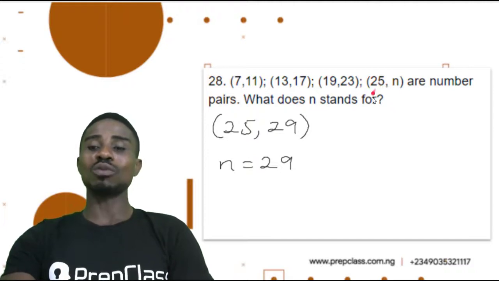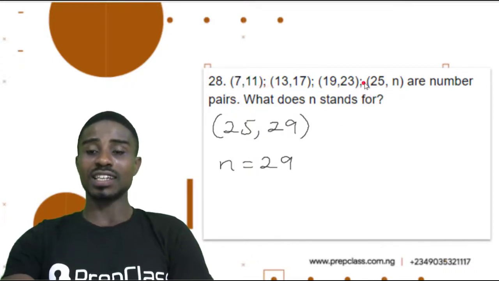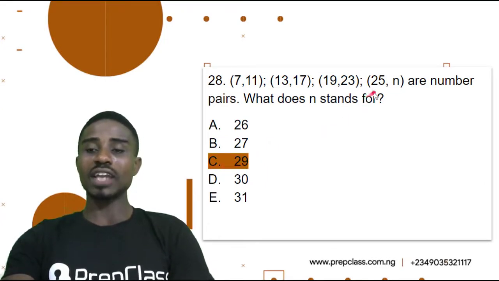And our answer will be n is equal to 29, because for 25 and 29, the difference between them is 4. 29 minus 25 will give us 4, following the same sequence as earlier listed. So our correct answer, n, will stand for 29. Let's check it out. Option C, 29. So n stands for 29.